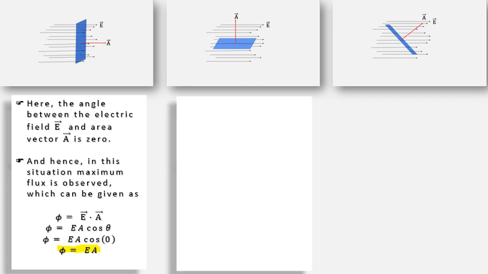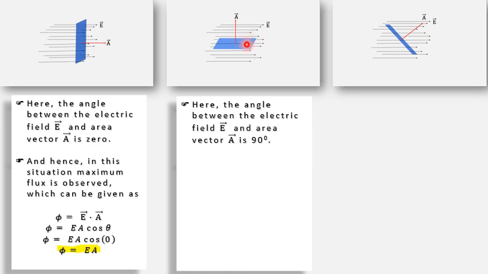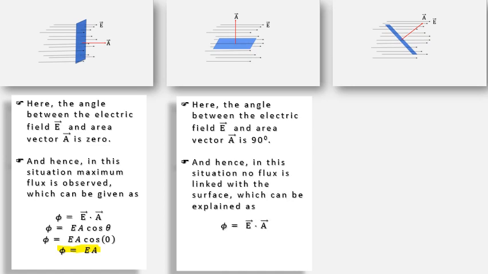Let us go to the second situation. Here the angle is 90. Look at this, the area vector is going up and the electric field is horizontal. So what is the angle between E and A? It is 90 degrees. If we apply the formula, phi is E dot A, and then we have EA cos 90. What is cos 90? Zero. So flux is zero. And it is very clear from the figure also. Look at the figure. There are no field lines passing through the surface. As I said, there are field lines passing from the upper side of the surface and the lower side of the surface, but not through the surface.